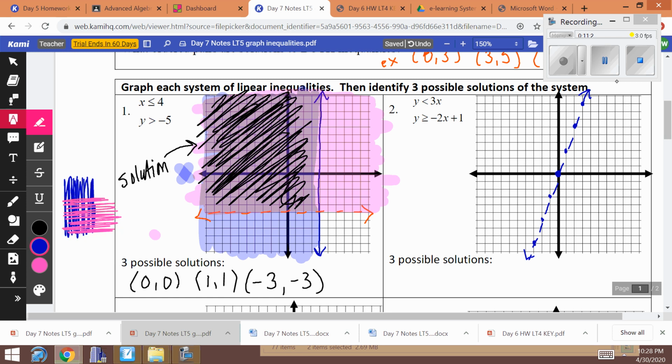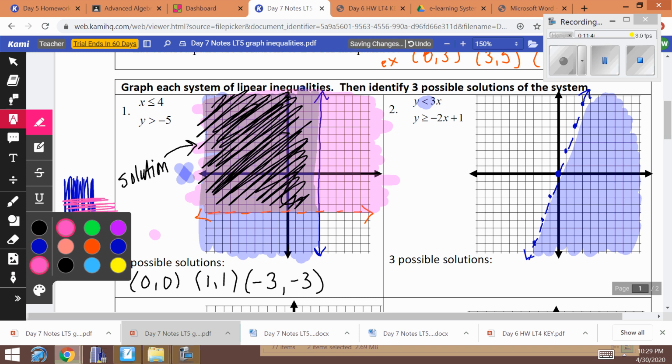We want all the y's that are less than that. Again, you can pick a point. This time you can't pick 0, 0, remember, because our line goes through 0, 0. Instead of picking a point, I'm going to go a little quicker. We want all the y's less than. That means we want everything below. So I'm going to shade everything smaller than that line in this direction here. It's our less than.